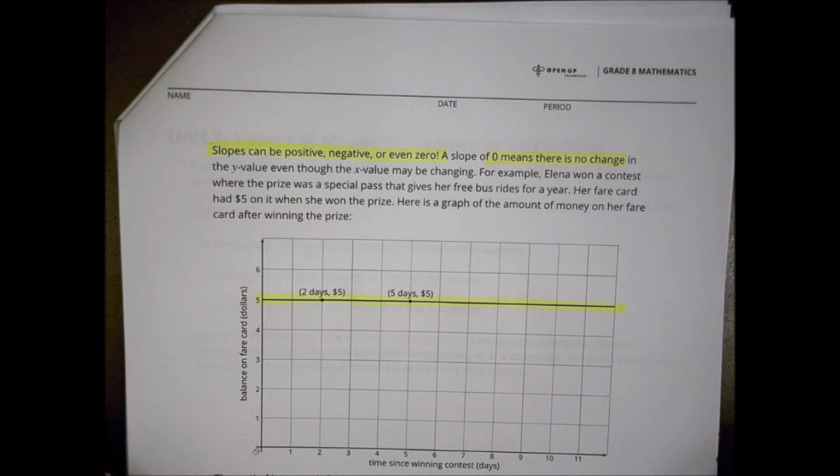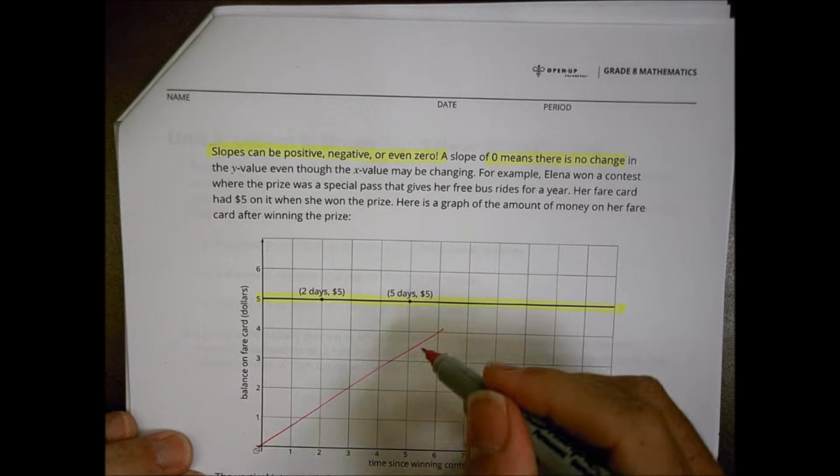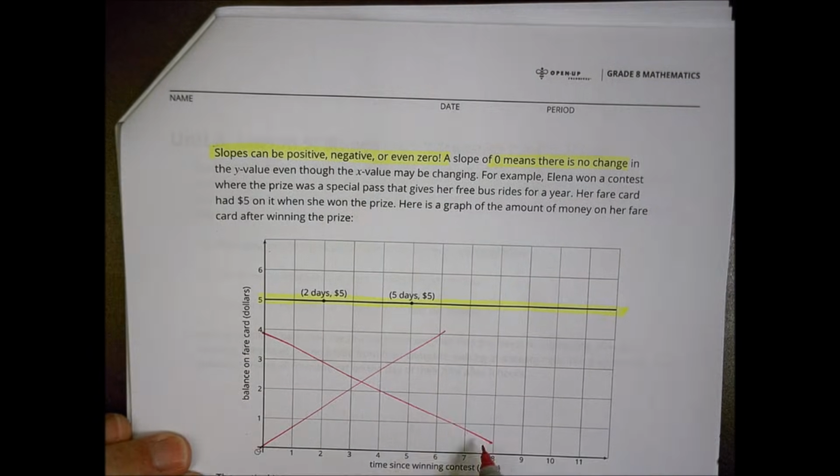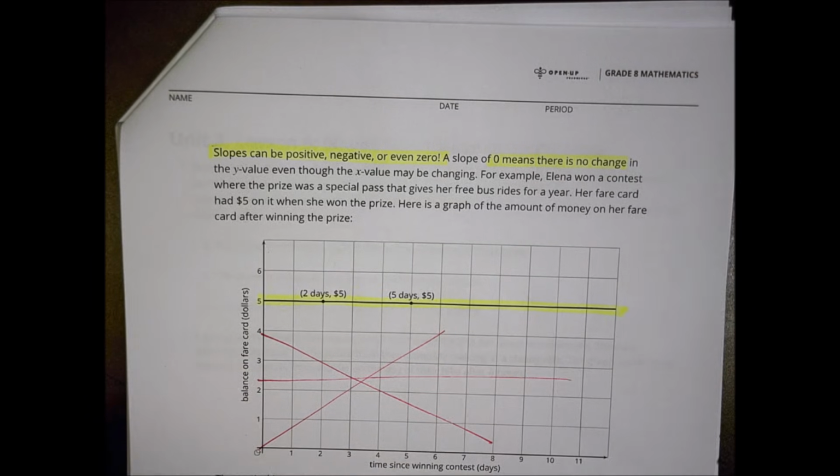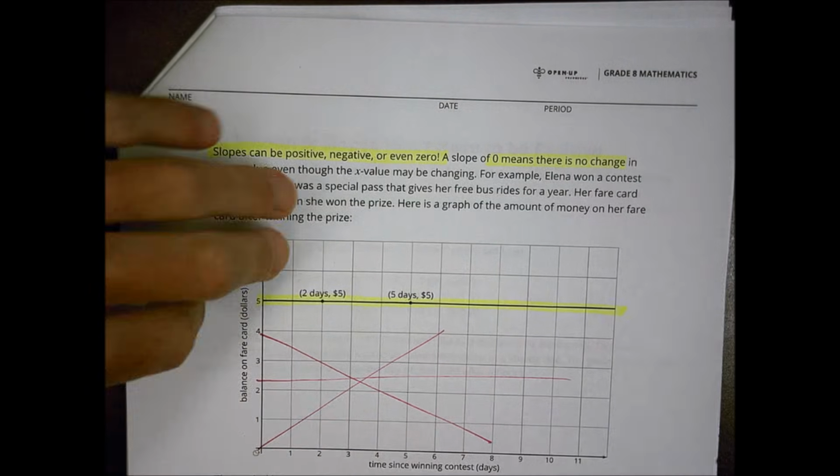So we can have slopes that are positive. We can have slopes that are negative. We can have slopes that are no change. It really doesn't matter. That's just different ways of showing what's happening with an equation or a situation. Let's take a look at your homework for tonight.